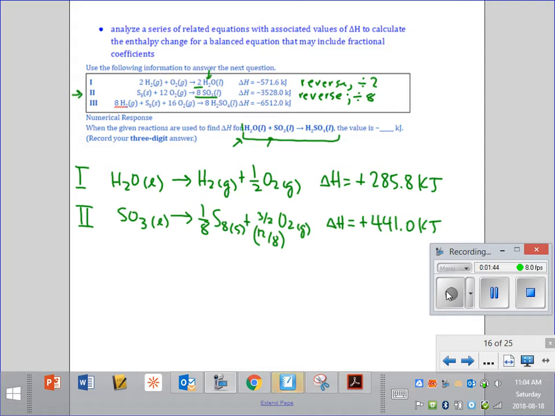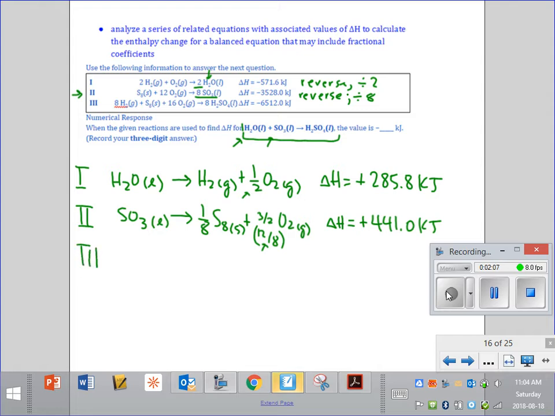So the reaction has been reversed, so the sign of delta H has changed and everything has been divided by 8. So that means the coefficient of SO3 is 1. For sulfur, since the coefficient was 1, the coefficient becomes 1 over 8. And for oxygen, the coefficient was 12, so it would be 12 over 8, but I reduced that to 3 over 2, so that we had the same denominator as my other molecule of oxygen.